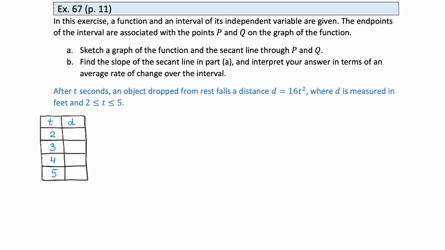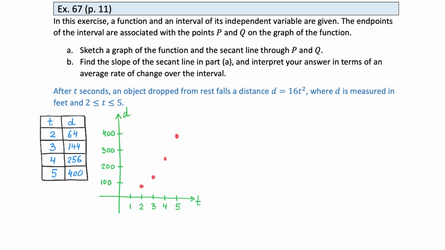So 16 times 2 to the power of 2 will be 64. 16 times 3 to the power of 2 will be 144. 16 times 4 to the power of 2 will be 256. And 16 times 5 to the power of 2 will be 400. Now we will plot the points and we will connect them to get the graph. On the horizontal axis we have the numbers up to 5, and on the vertical up to 400. Now I will plot the points, and now let's connect them.